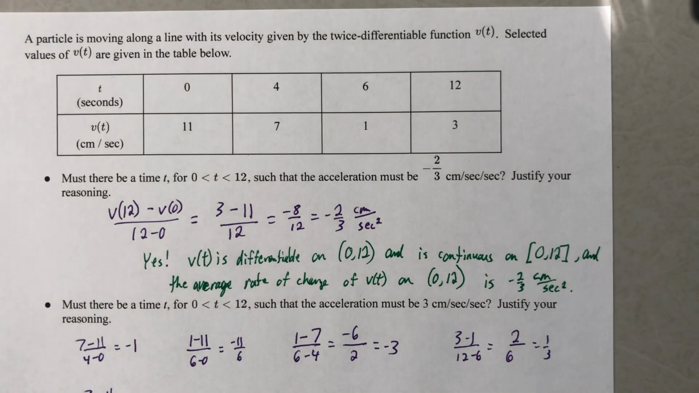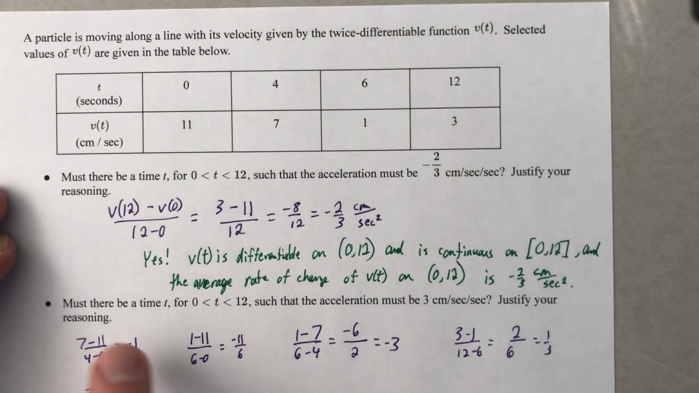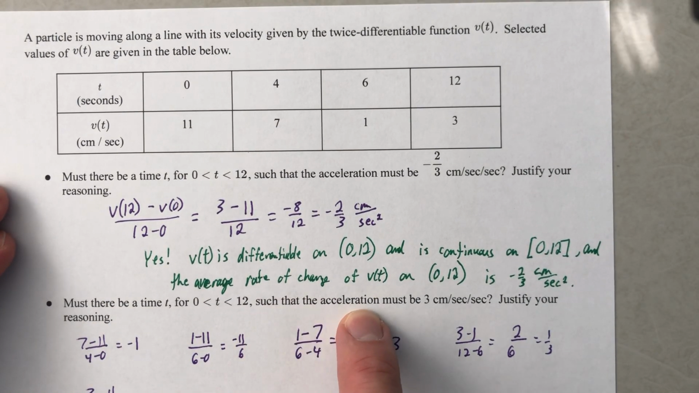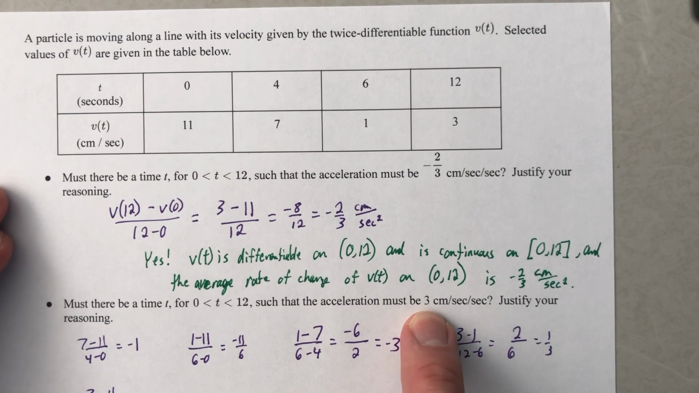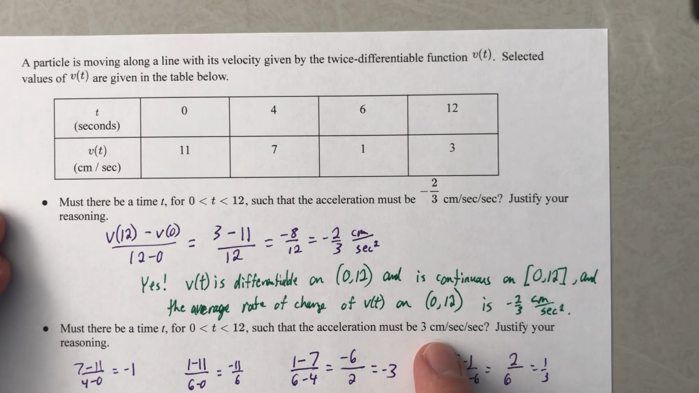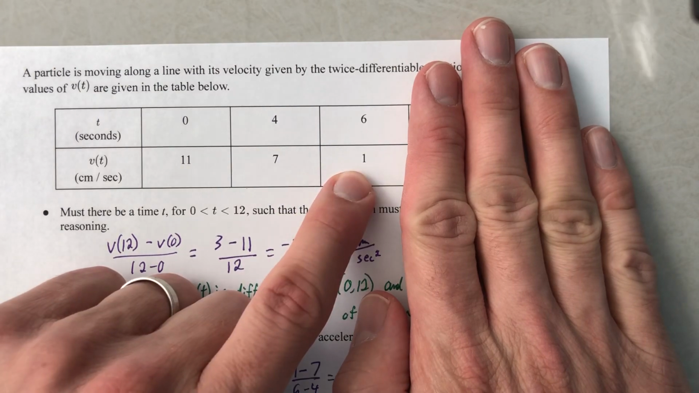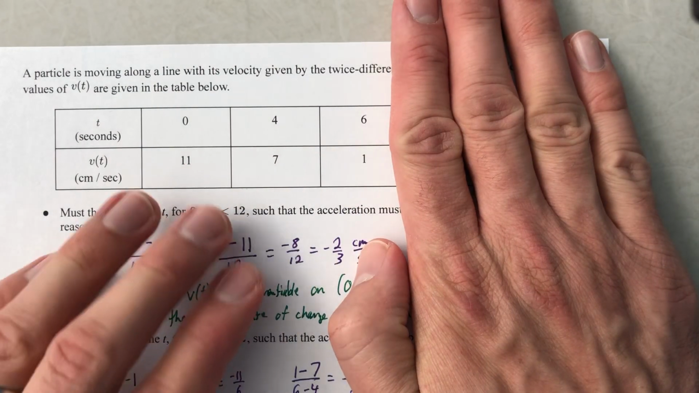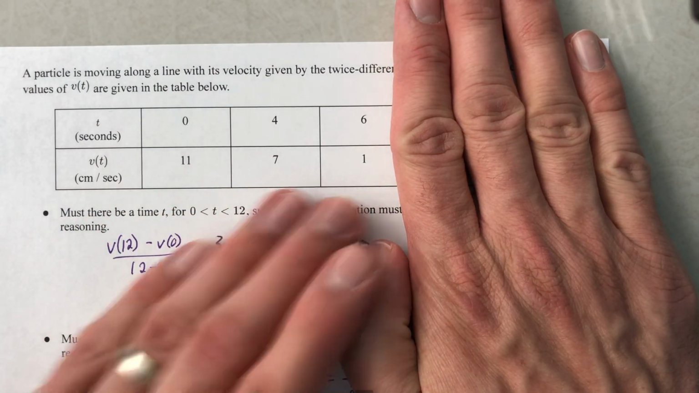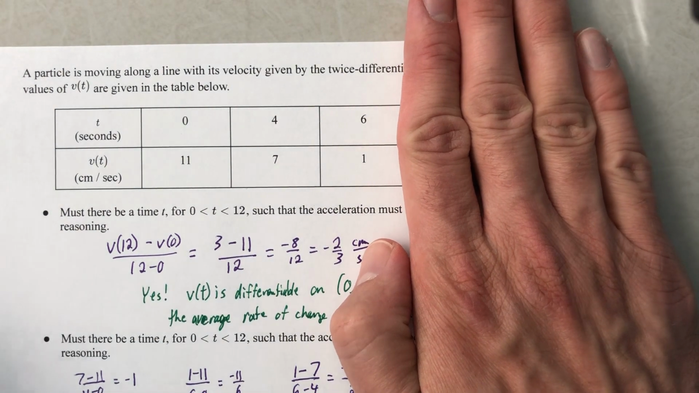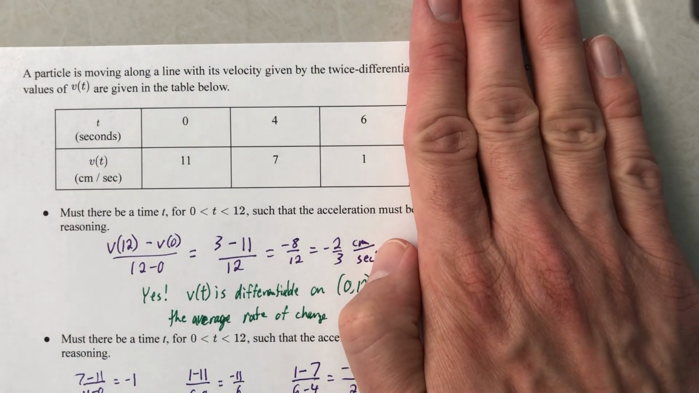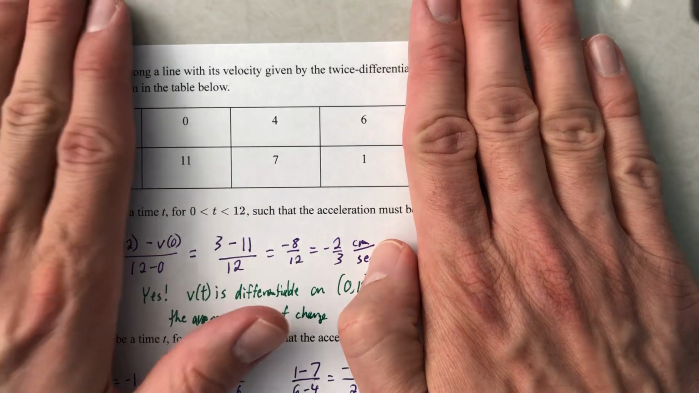Okay, you want a shortcut? I do too. Must there be a time such that the acceleration must be positive 3? Notice the rate of change. This is decreasing. So from 0 to 6, we know that the velocity is decreasing. So the acceleration, derivative of velocity, will never be positive in this interval.